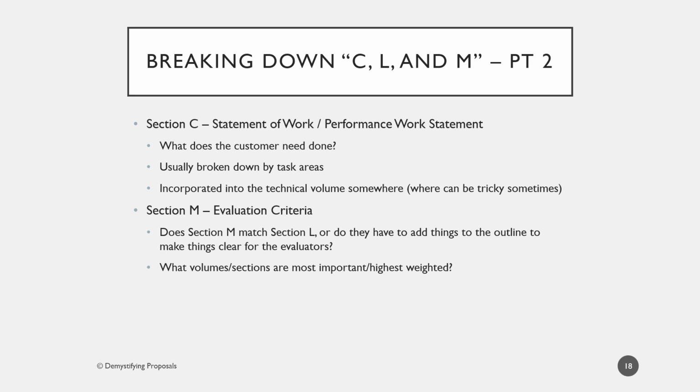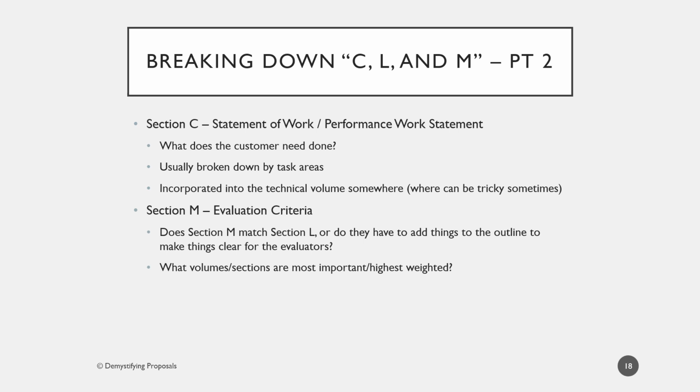Section M is the evaluation criteria. Like, how are they going to evaluate the proposal? There's going to be a group of people, they're going to read your proposal, and this is going to be their score sheet. Do they think your proposal is highly relevant? Do they think your past performance gives them confidence? These are the kinds of questions that the evaluation criteria will tell you. And sometimes the evaluation criteria will also tell you which sections are most important or highly rated.